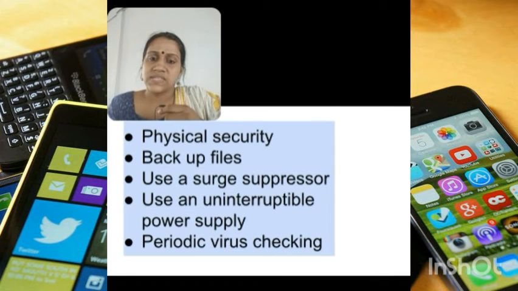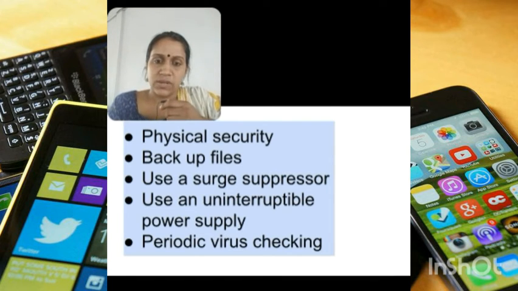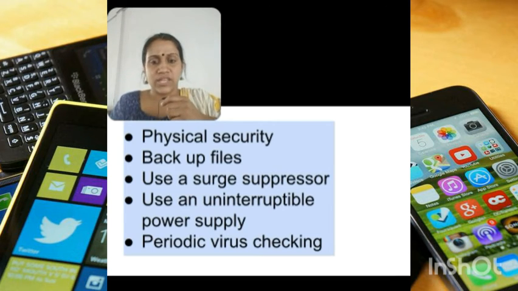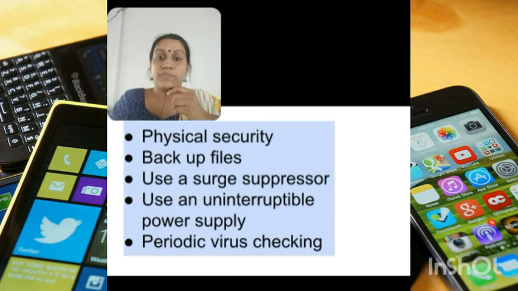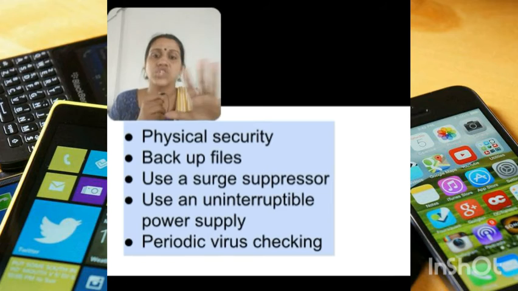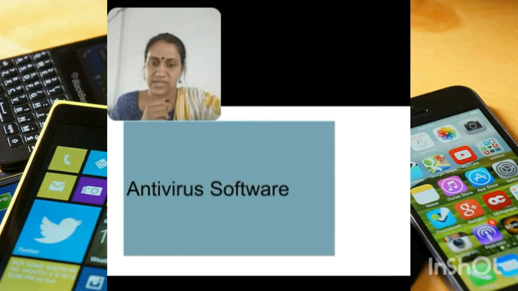Then the next one is to use an uninterruptible power supply. Uninterruptible power supply means making sure there is a continuous power supply so that you will not lose your data. Then the last one I am going to discuss here is periodic virus checking. You can go for periodic virus checking so that you can ensure your computer is protected.